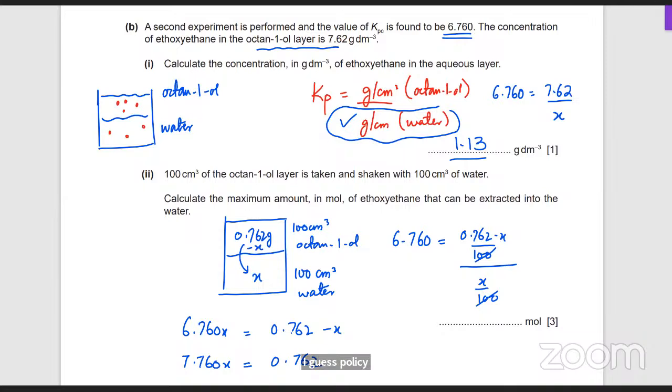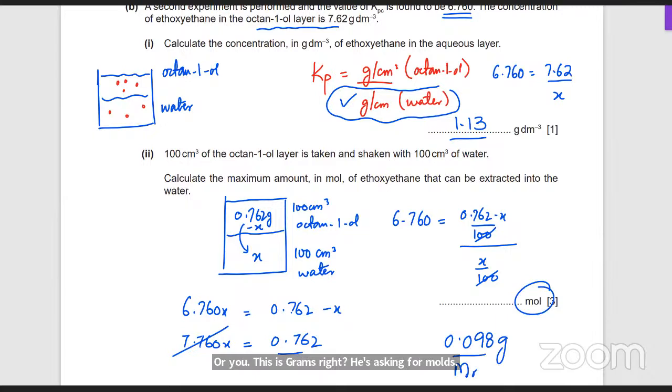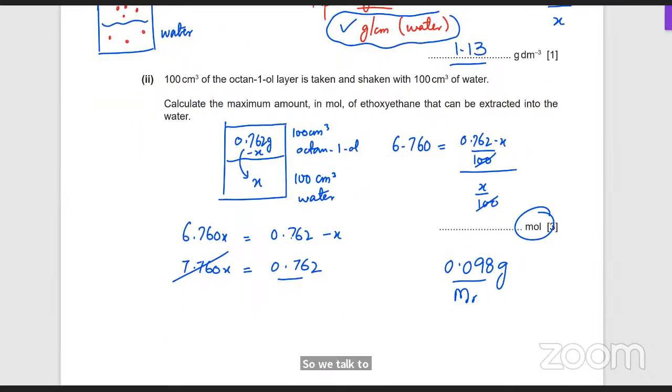तो क्या है इसका आंसर पे अगर मैथ सही है? It's 0.098. 0.098. अच्छा ठीक है, 0.098. और ये this is grams, right? He is asking for moles. तो इथॉक्सी इथेन की एमआर से you just divide and you will find moles. ठीक है, तो अब चले जाए अगले क्वेश्चन पे कि अगला क्या है.